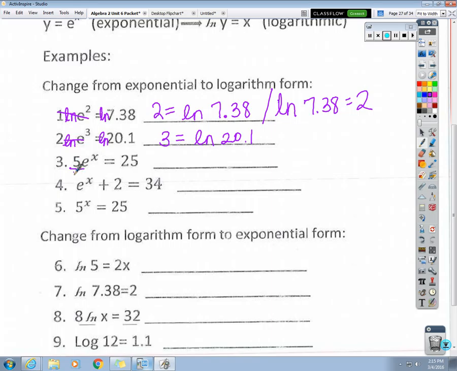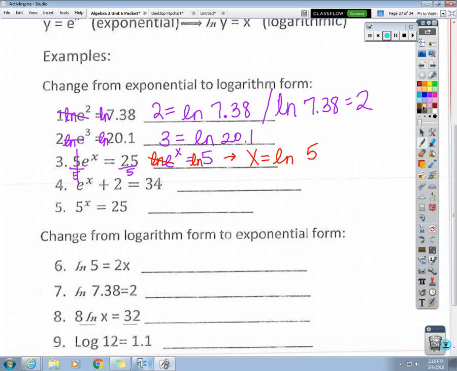Okay, number 3, what do I need to do first? Divide by the 5. Okay, and you get E to the X equals 5. But have I accomplished what they've asked me to? Right, I have to take the natural log so that it'll cancel that, and then also this side. So that ends up giving me X equals the natural log of 5. And so that's not really one we can check because it equals X. We don't know. I mean, you can't check that.